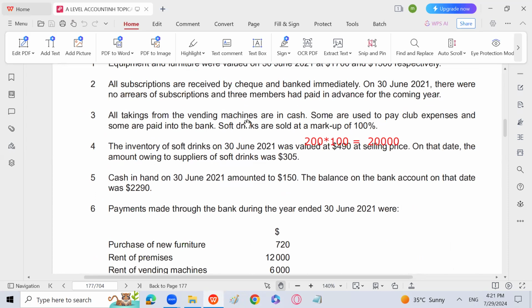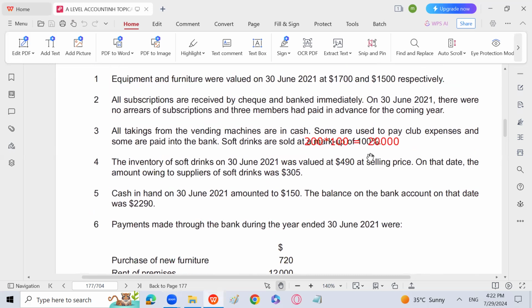All takings from the vending machine are in cash. Some are used to pay club expenses and some are paid into the bank. Soft drinks are sold at a markup of 100%. Markup is a gross profit rate on cost, a gross profit percentage on cost of sales. So markup is 100%. Inventory of soft drinks on 30th June was valued at 490 at selling price.